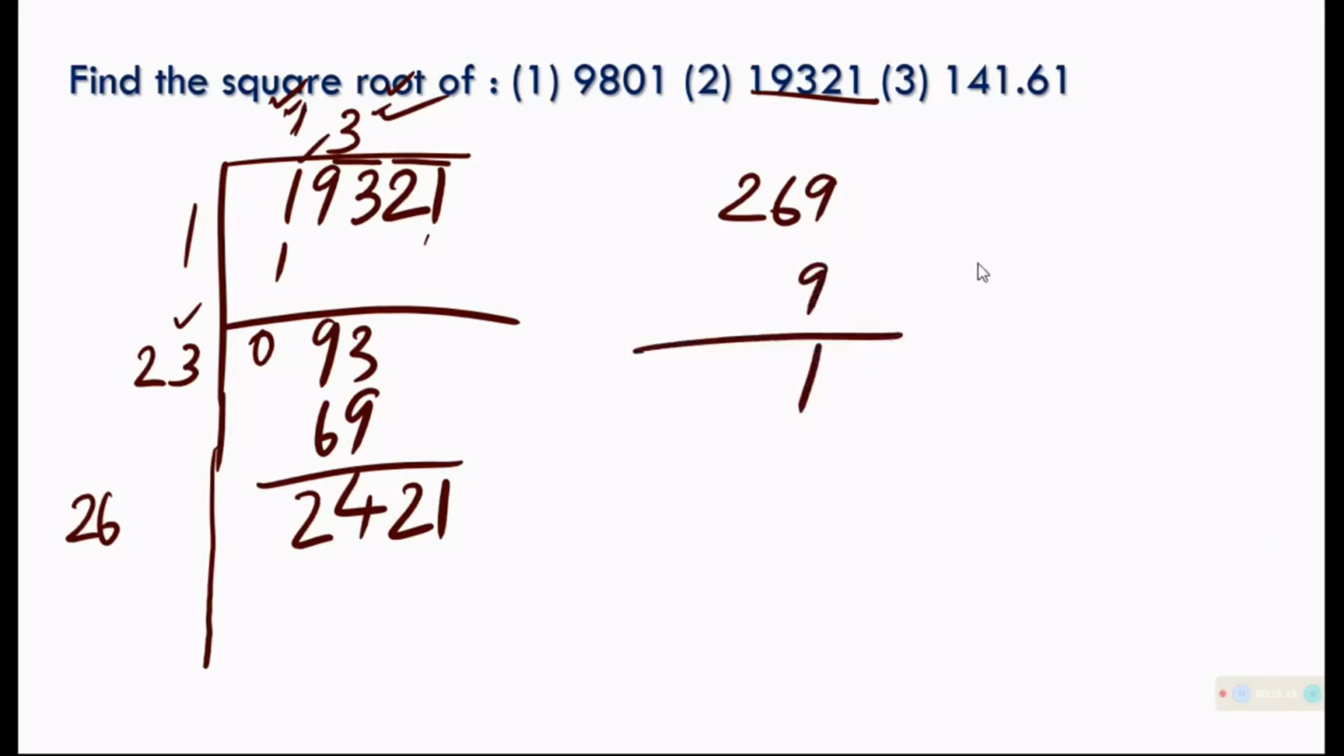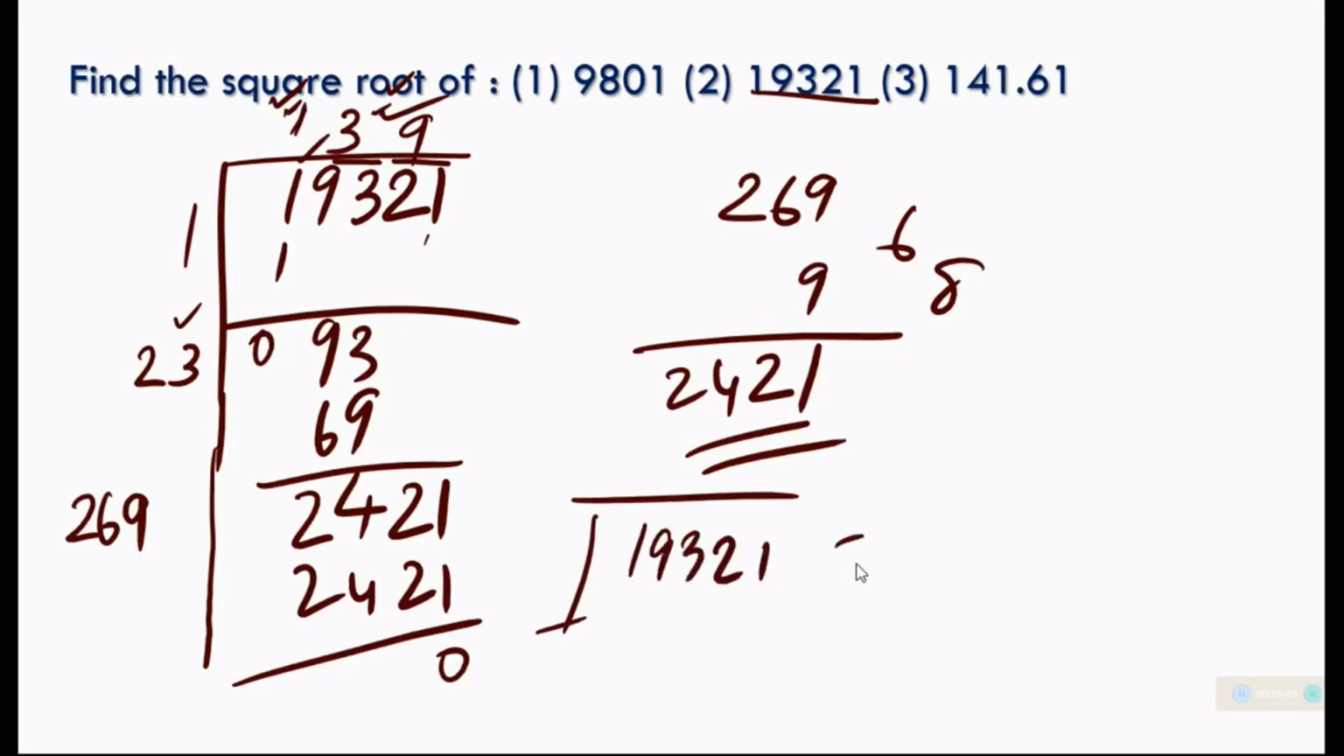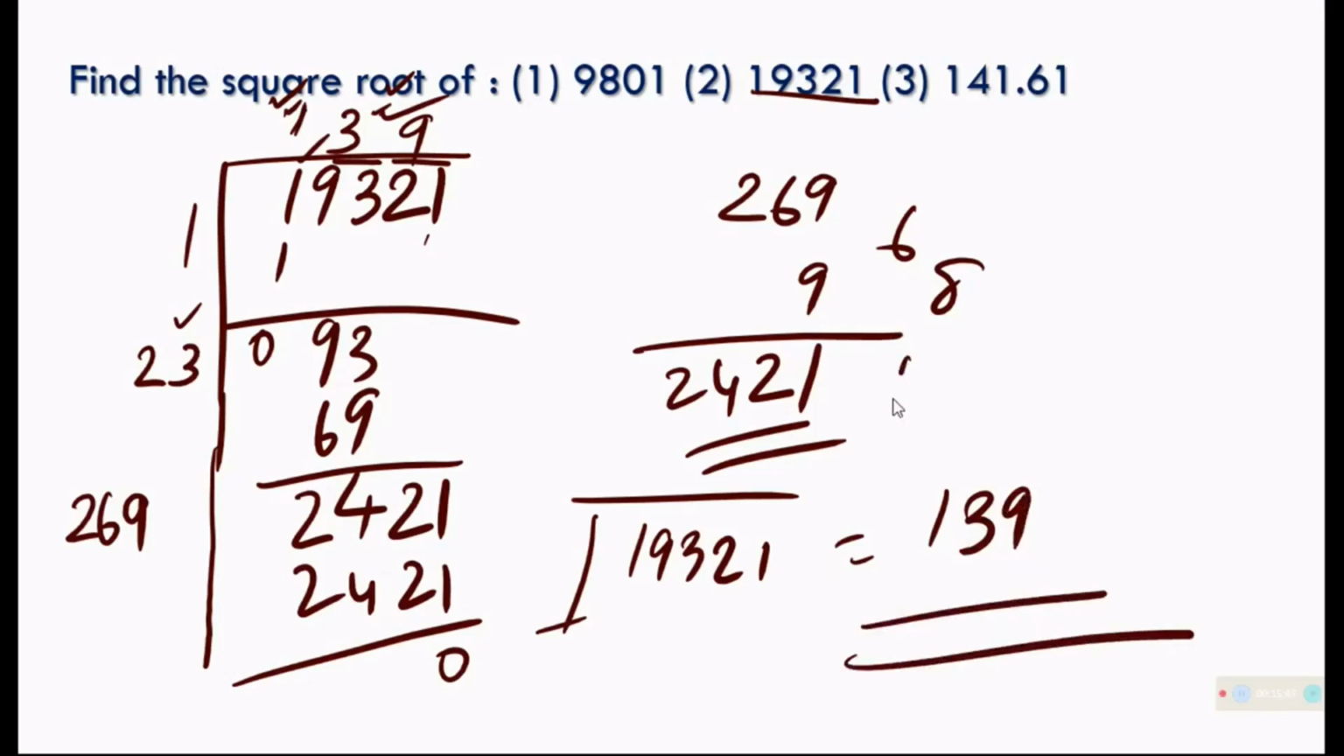9 9s are 81, 9 6s are 54 plus 8 is 62, 9 2s are 18 plus 6 is 24. ये सब उसका ही खेल चल रहा है. 9 9 2 4 2 1 answer. Balance is 0. That means root of 19321 is equal to 139. By division method we got the answer.